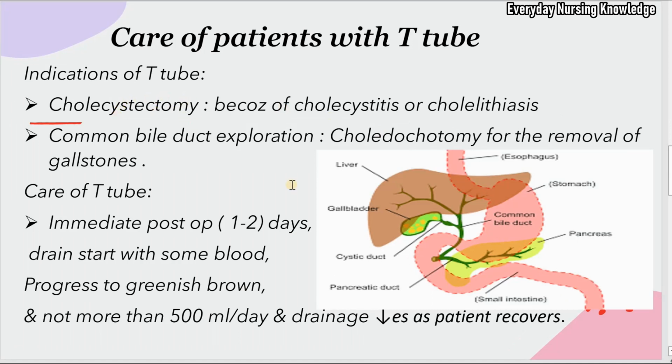Now let's see the indications of T-tube. One is cholecystectomy, that is removal of the gallbladder. This can be because of cholecystitis, that is inflammation of the gallbladder which can lead to infection, or cholelithiasis, that is presence of gallstones which can lead to cholecystitis and infection.